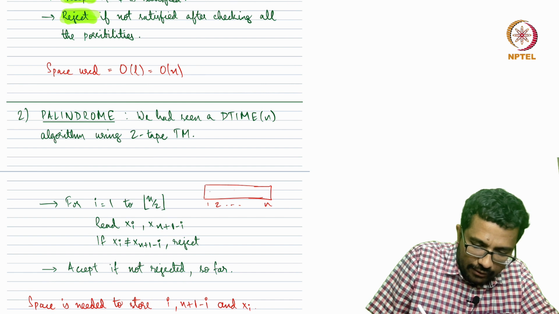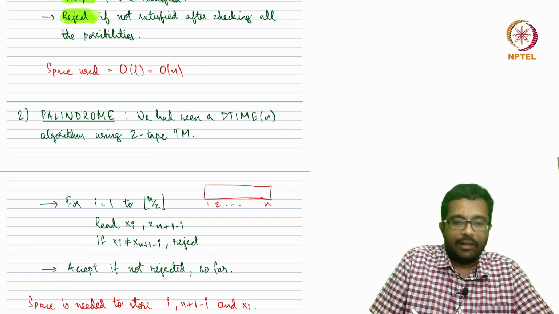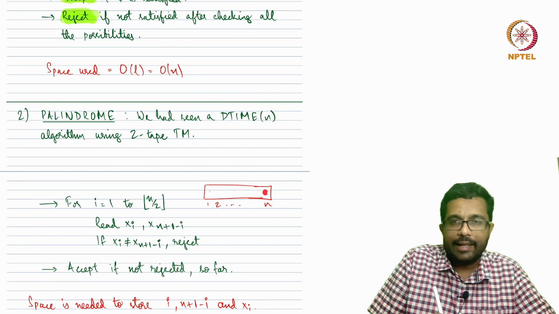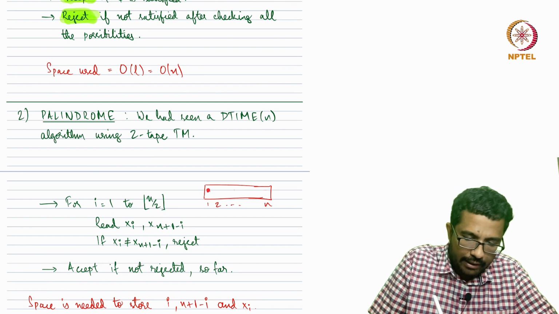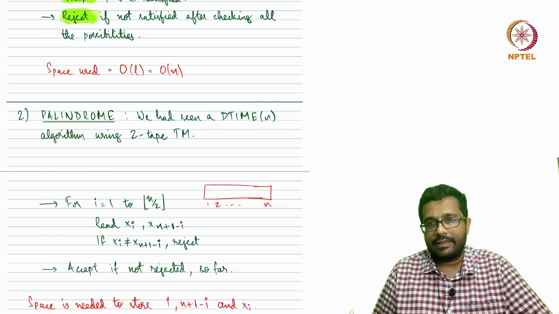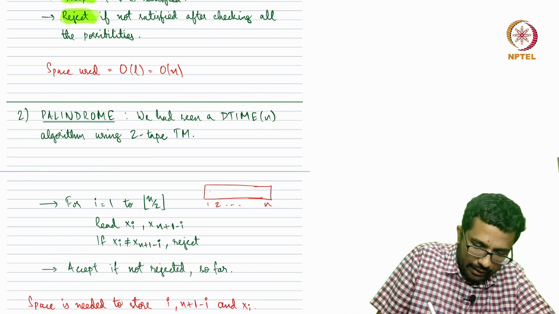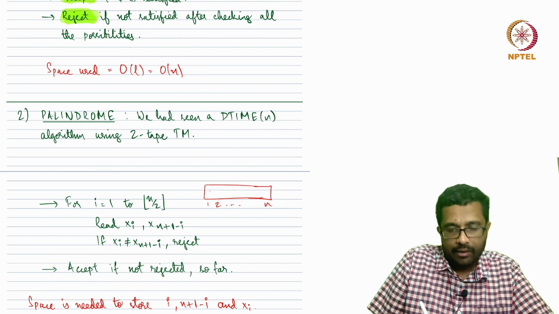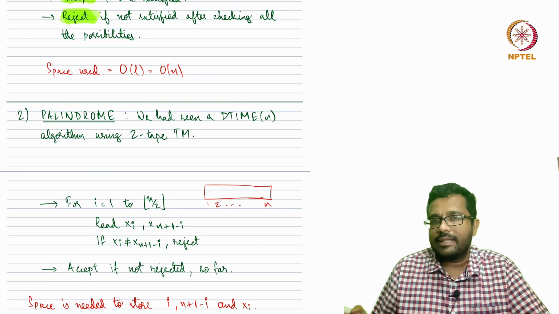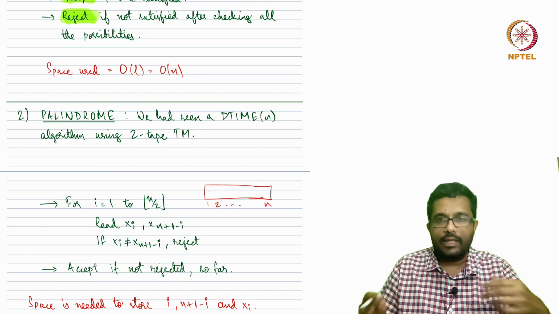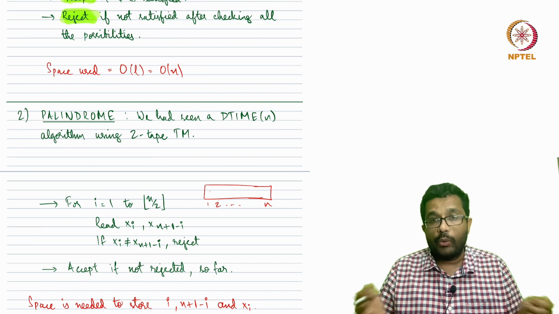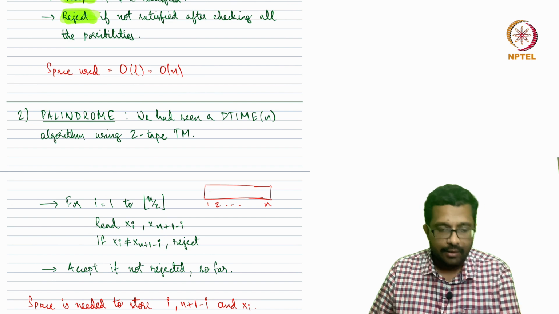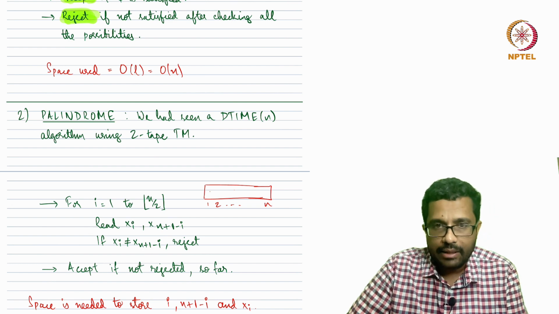We first check the first symbol x1 and the last symbol xn, and see if they are the same. If they are not the same, we immediately reject. Otherwise, we continue. Then we check x2 and x(n-1), x3 and x(n-2), and so on till we get to the midpoint. So that's a very simple, straightforward algorithm. You reject if any of these pairs are not equal, and you accept if you don't reject till then.